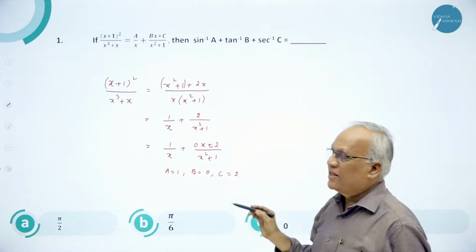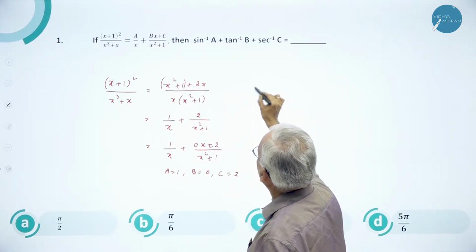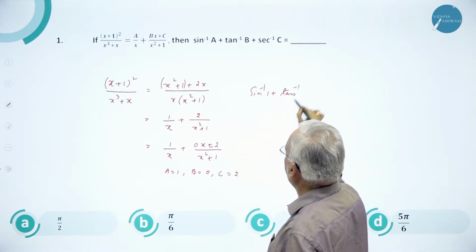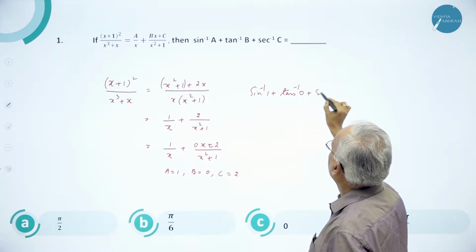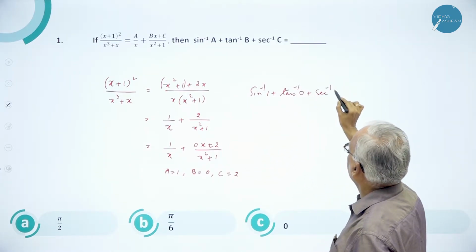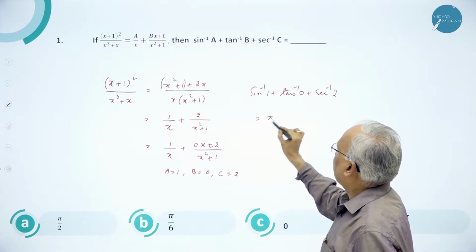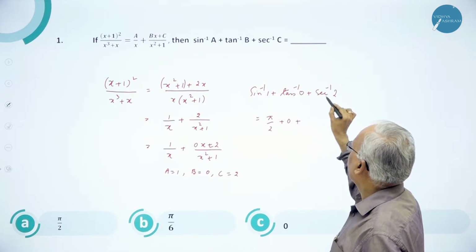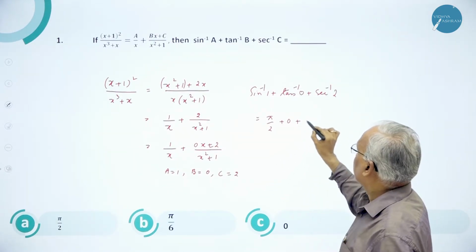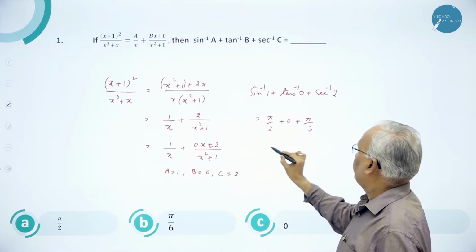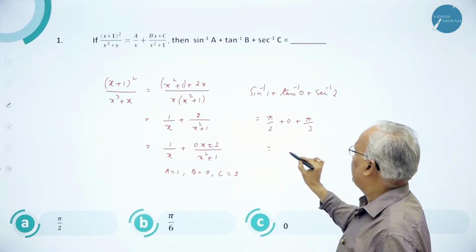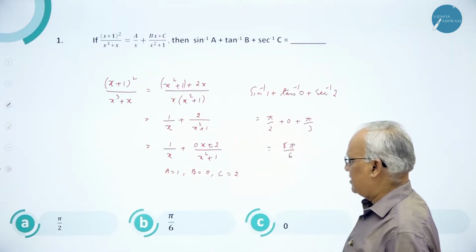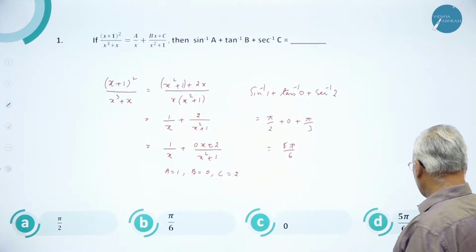Therefore, sin inverse A is sin inverse 1 plus tan inverse B is 0 plus secant inverse C is 2, which is equal to sin inverse 1 is pi by 2, tan inverse 0 is 0, and secant inverse 2 is cos inverse half, which is equal to pi by 3, which is equal to pi by 2 plus pi by 3 is 3 plus 2, 5 pi by 6. 5 pi by 6, the answer is 5 pi by 6, it is this.